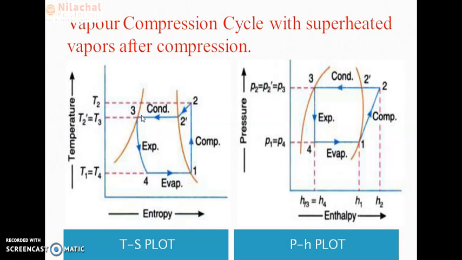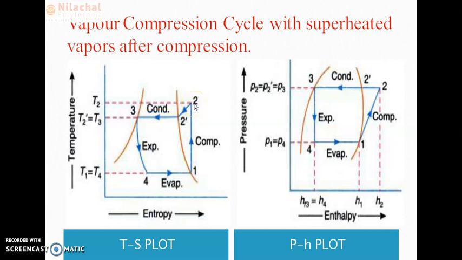So in this cycle, point 2 is found out with the help of the degree of superheat. The degree of superheat may be found out by equating the entropies at point 2 and S1, because the entropies at point 1 and point 2 are the same.